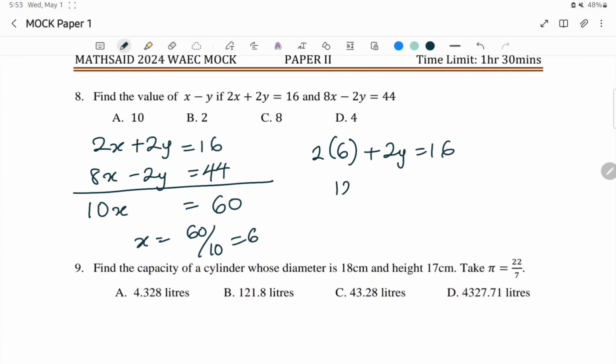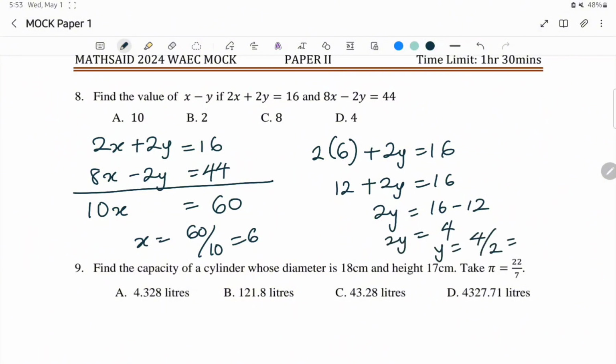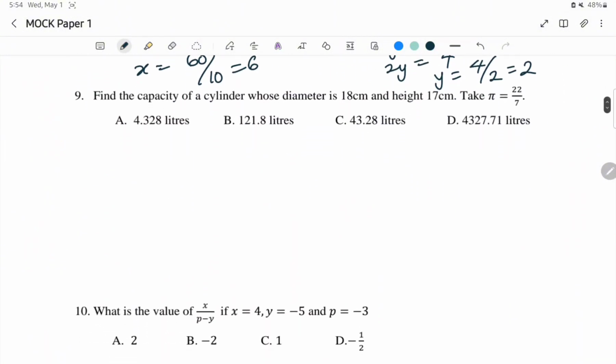That means 12 plus 2y is 16, and 2y will be 16 minus 12, which is 4. That means 2y is 4, and y will be 4 over 2, which is 2. However, the question asked us to find the value of x minus y. x is 6, y is 2. That means x minus y is 4. Option D.